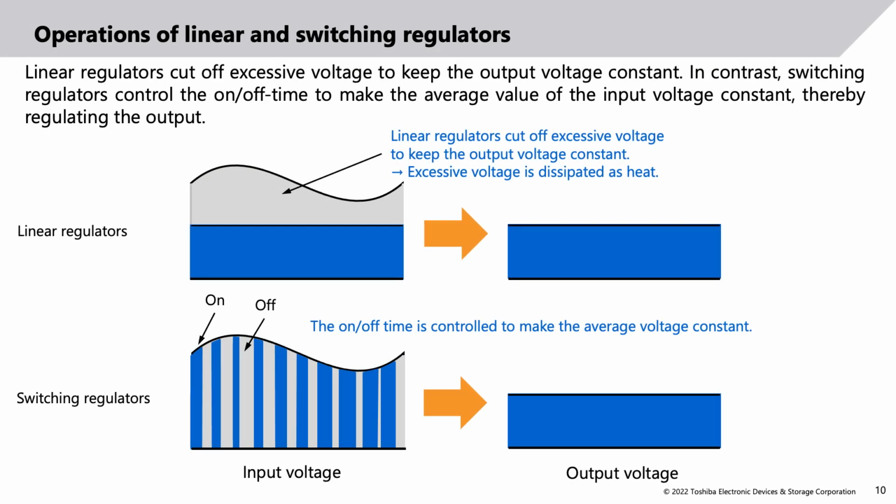Operations of linear and switching regulators. Linear regulators cut off excessive voltage to keep the output voltage constant. In contrast, switching regulators control the on and off time to make the average value of the input voltage constant, thereby regulating the output.